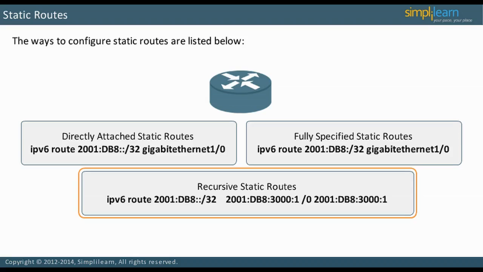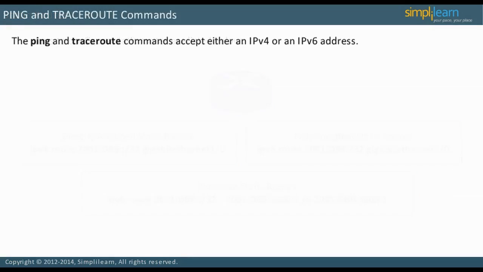This example specifies that all destinations with address prefix 2001:db8:32 are reachable via the host with address 2001:db8:3000:1. Take some time to study the commands on this slide. When testing routing in IPv4, the ping and traceroute commands are used extensively. What about in IPv6? Let us understand this in the next slide.